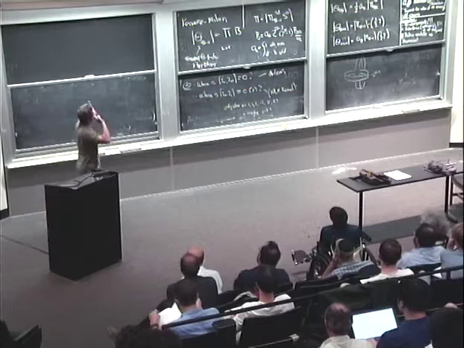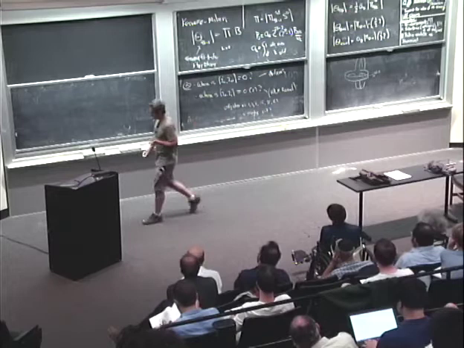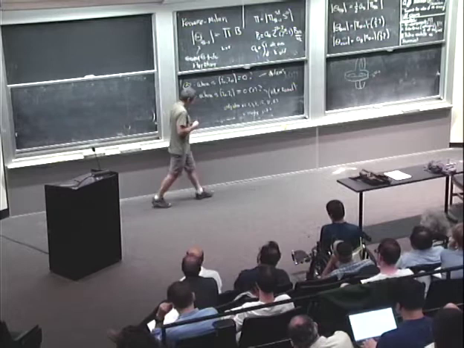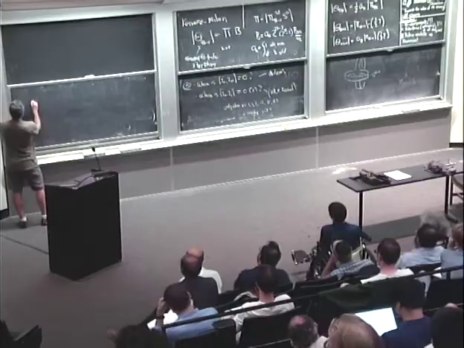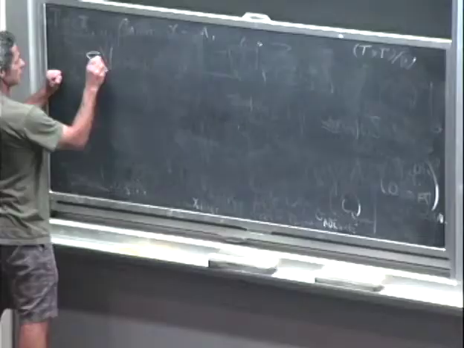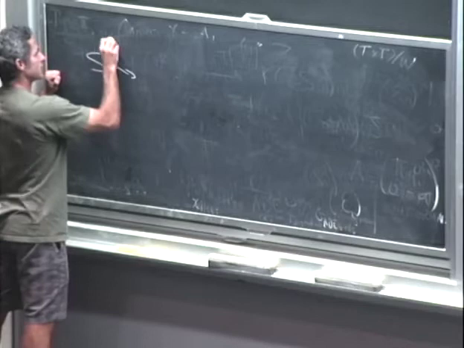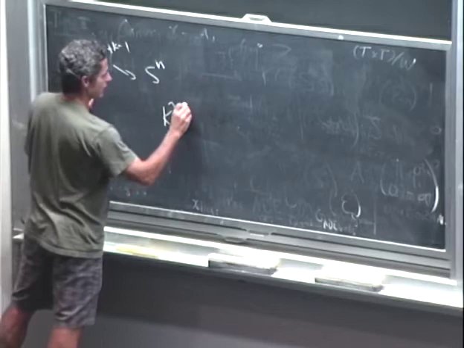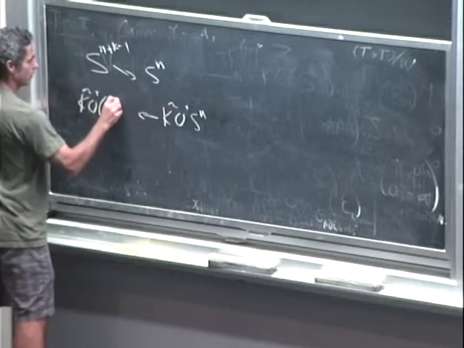I need to tell you a little bit about how Adams determined the image of J, and what Adams did was that he studied the following situation. Given a map between spheres, so given a stable map, we can study this map in K theory, okay? So that gives us a map from the K theory of S^n to the K theory of S^(n+k-1).